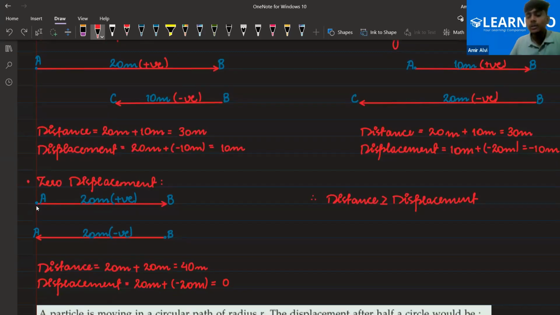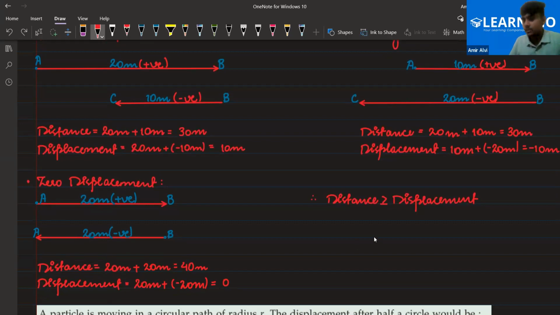That means the change in position is actually 0. Distance will always be positive, that will be greater than 0, that is 40. But in actual, you have gone back to the same point from where you have started. So that's why 20 minus 20 would be 0.